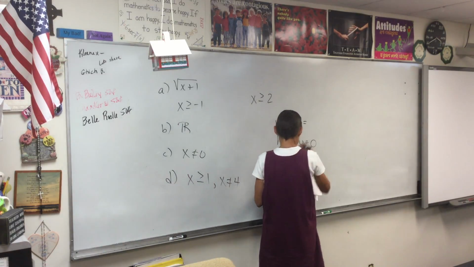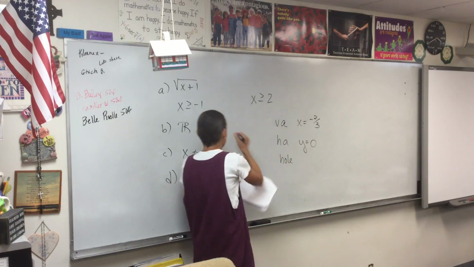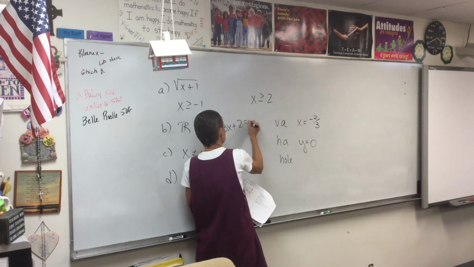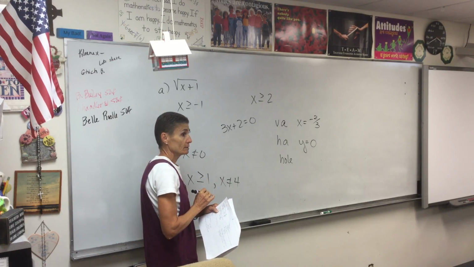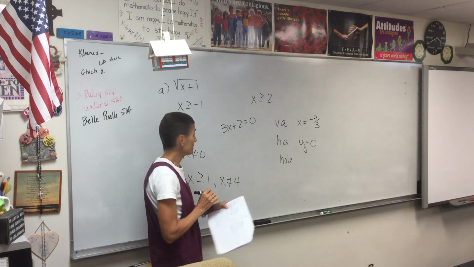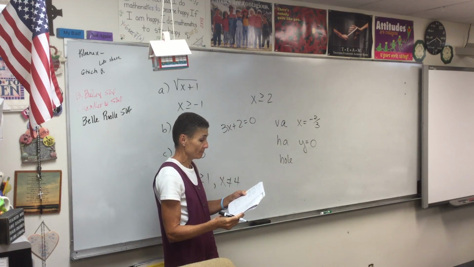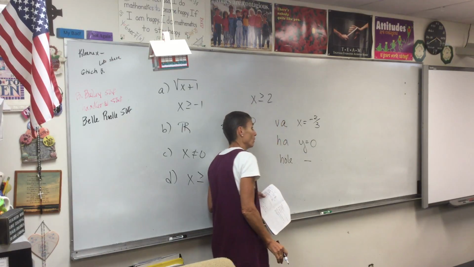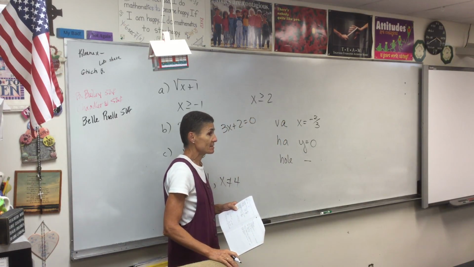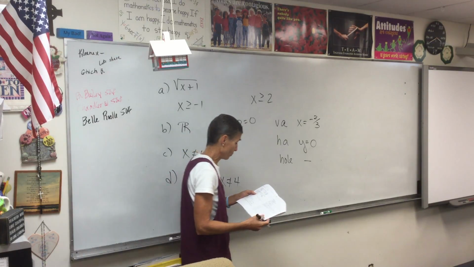All right, what about vertical asymptote for B? X equals negative 2/3, because the asymptote happens where the denominator is 0, right? That's where the asymptote happens, and that's going to be at negative 2/3. What about holes in B? None. Because the only way you're going to get a hole is if what happens in the problem? It cancels. If you can't cancel, you're not going to have one.